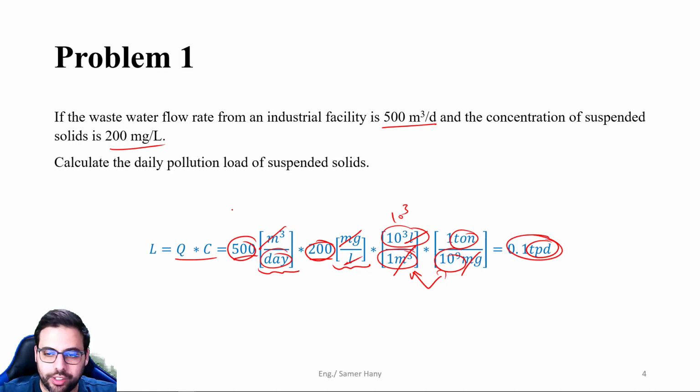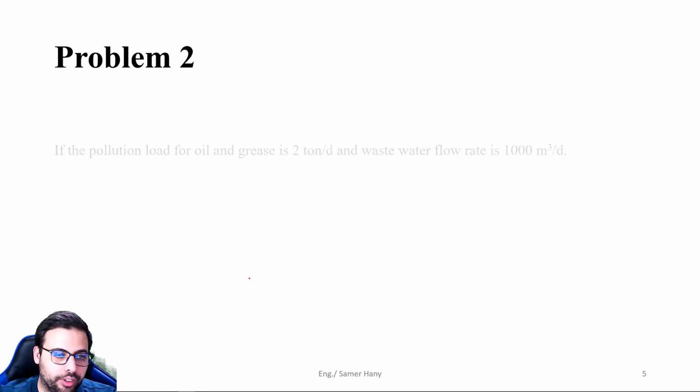So the final answer is 0.1 ton per day. So the only thing in this problem, or in this rule, is the unit conversions to be made here.